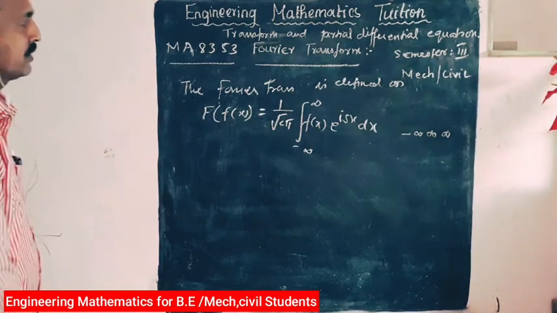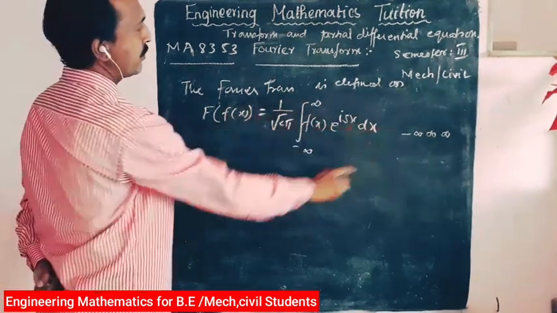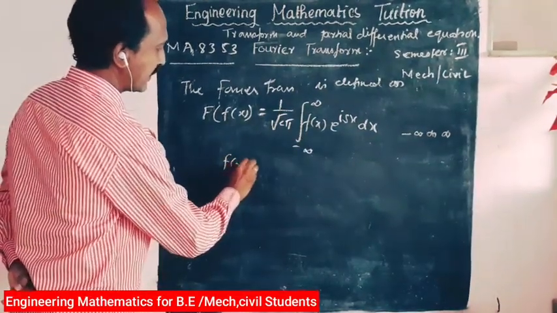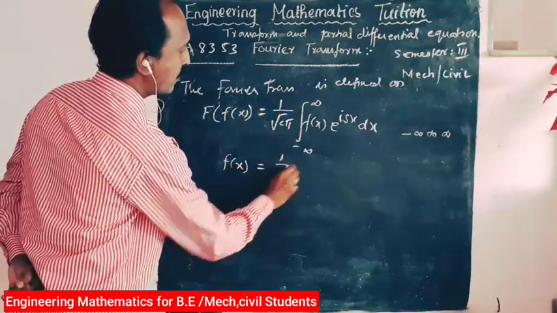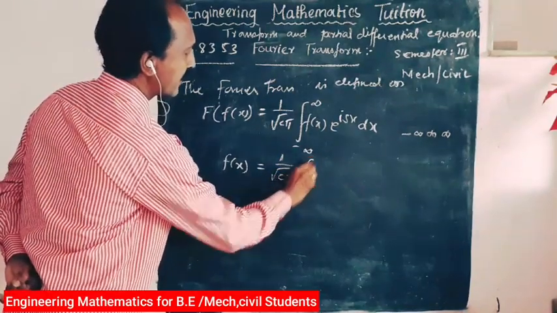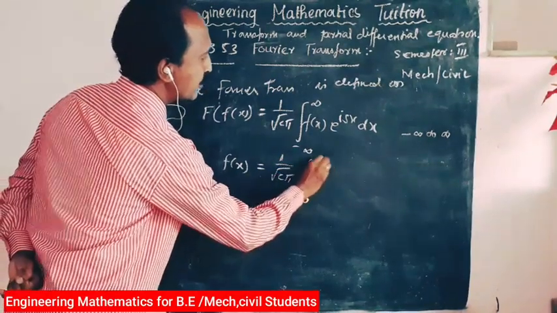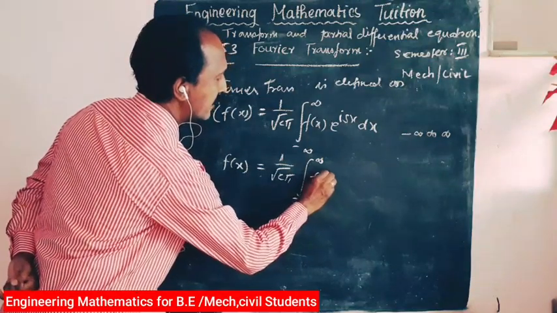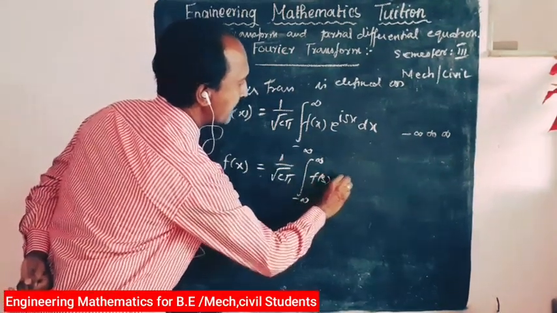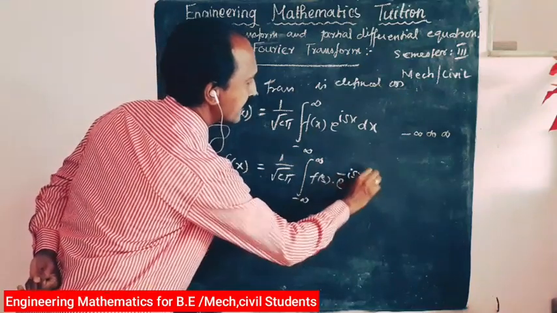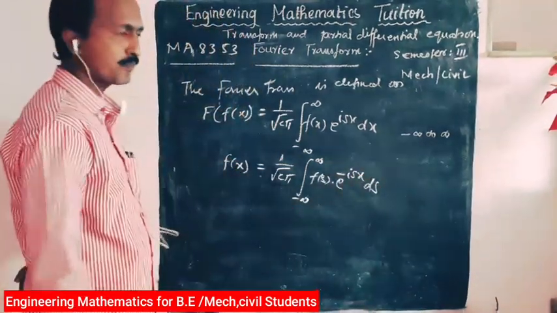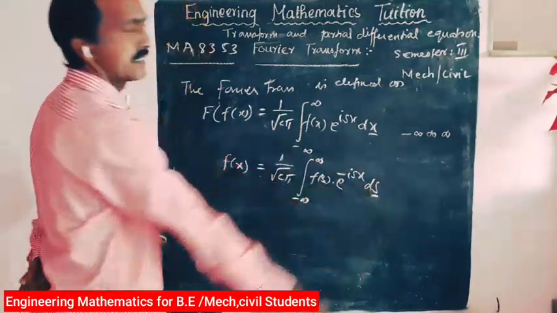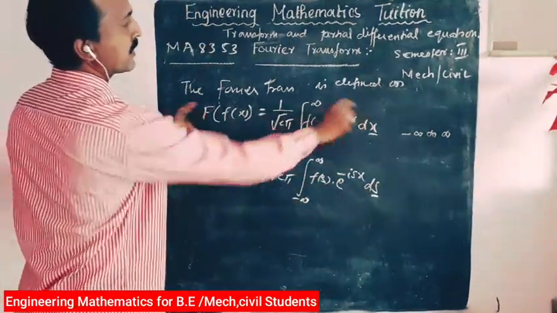And one more definition, the inversion formula of this Fourier transform is f of x is equal to 1 by root of 2 pi integral of minus infinity to plus infinity F of s into e power minus isx ds. Here with respect to x, here with respect to s. Here this is the definition of the Fourier transform.